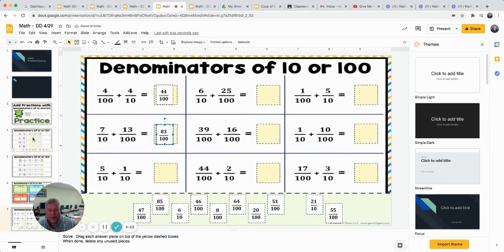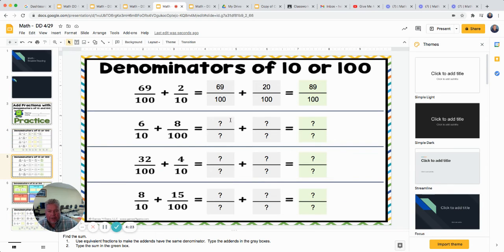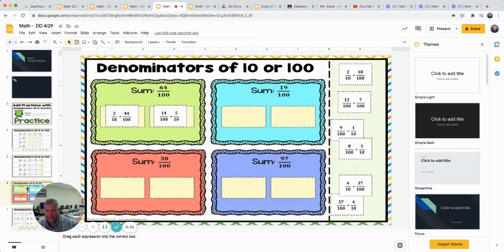Let's review the slides one more time. Okay, on this one, you're changing the tenth, the one that's a tenth, to a hundredths, and you're finding the cards that shows what the problem would be. 1/10 would be 10 hundredths. You'd put that card there, plus 14 hundredths equals 24 hundredths. This one, you don't have the card. You've got to type it in. 6/10 would be 60 100ths, plus 8 hundredths would be 68 hundredths.